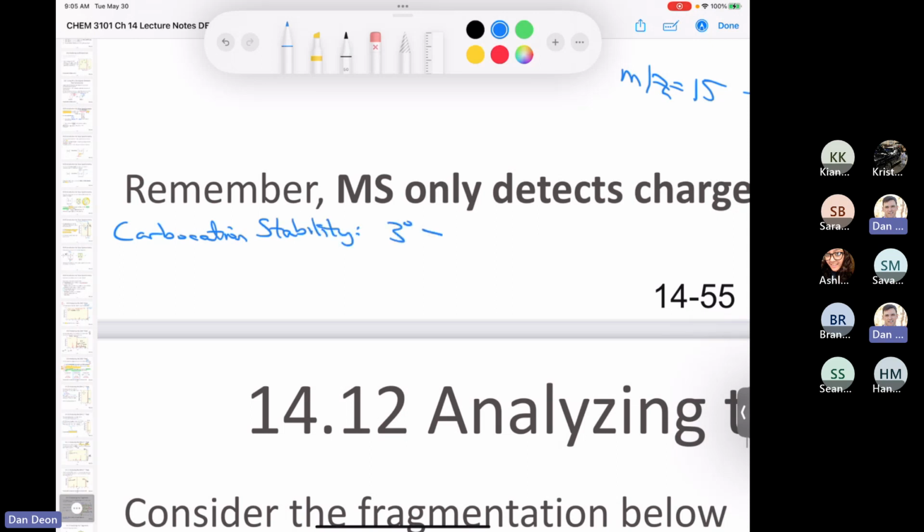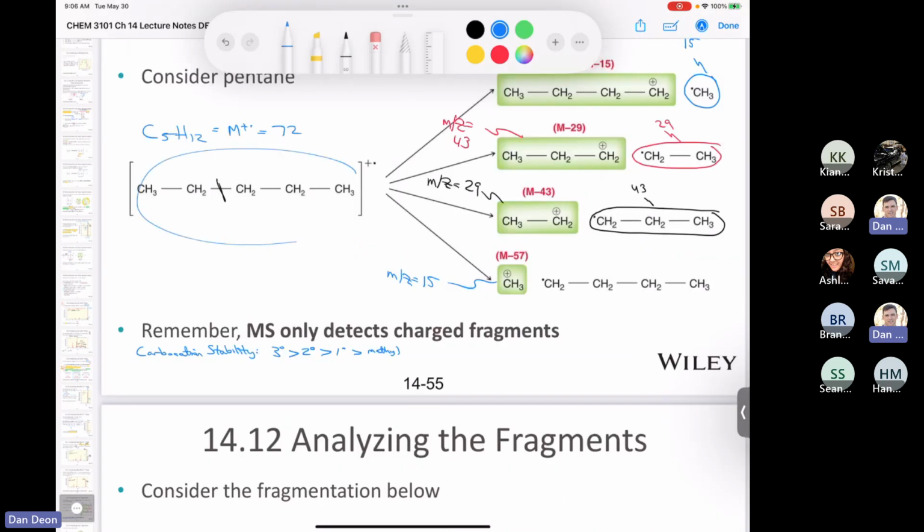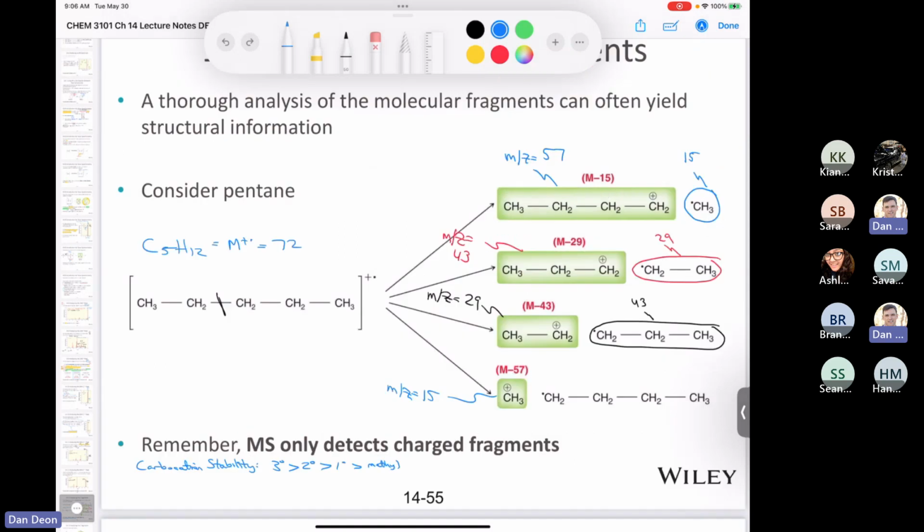It goes tertiary carbocation, which is more stable than secondary, which is more stable than primary, which is more stable than a methyl carbocation. So somebody says, how do you lose one group over another when we're bombarding the molecule with electrons? Well, again, you make one radical cation here, and that can fragment a number of ways, right? We're not talking about one molecule fragmenting, right? We're talking about moles of molecules that can undergo fragmentation.